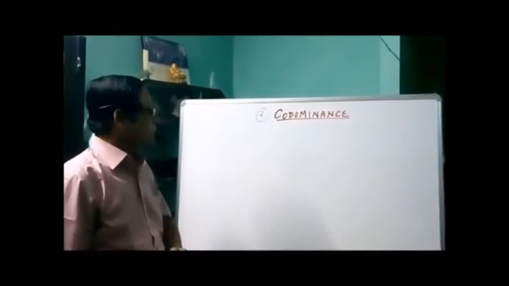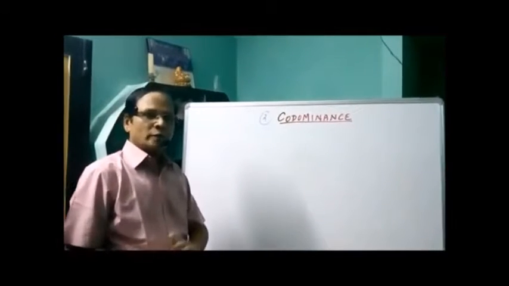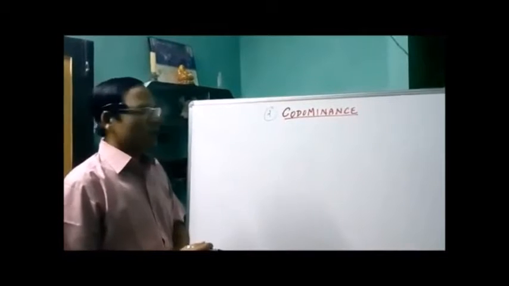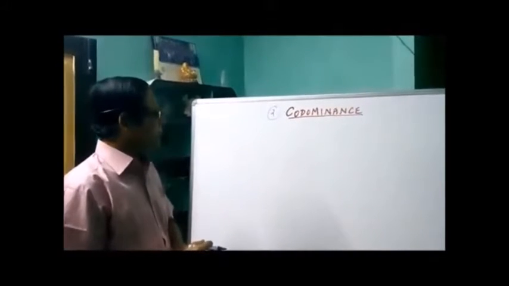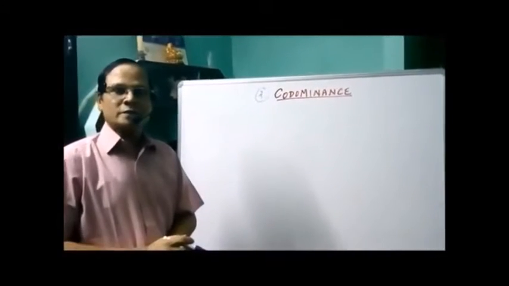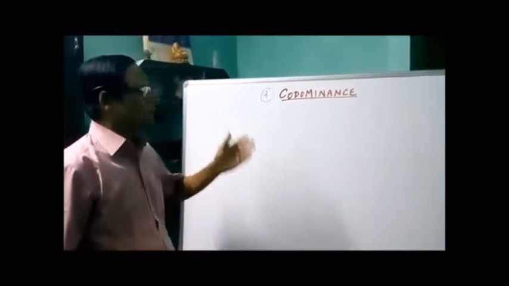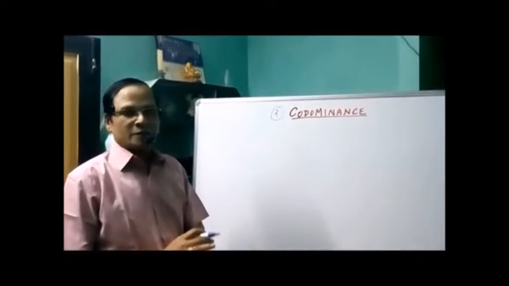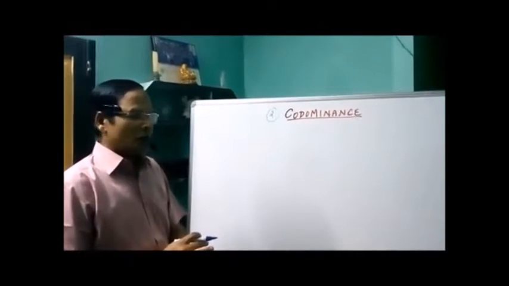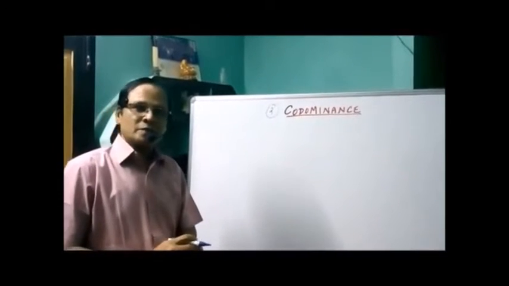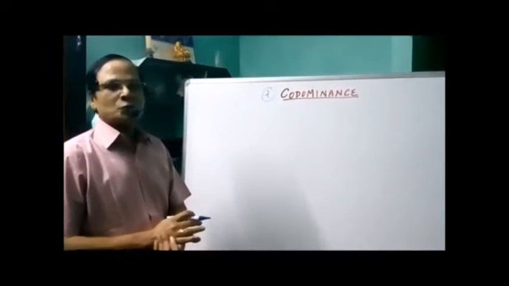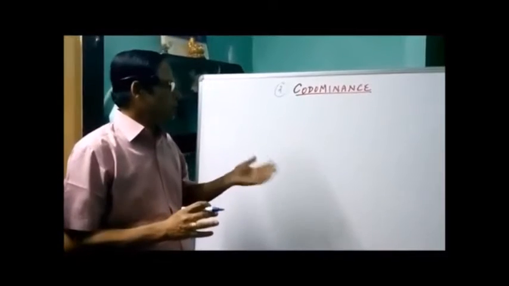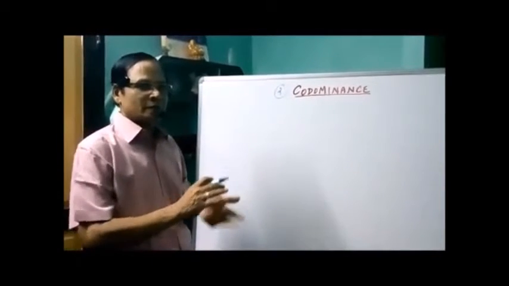Hi students, we have already studied one example for intragenic interactions, that is incomplete dominance. Another example for intragenic interactions is codominance. It is a pattern of inheritance in which there is a simultaneous or joint expression of two alleles together.